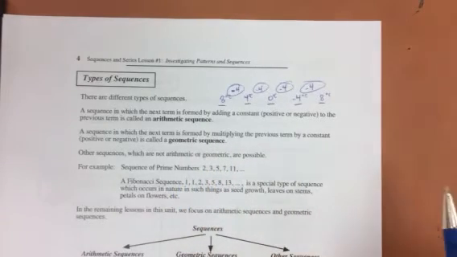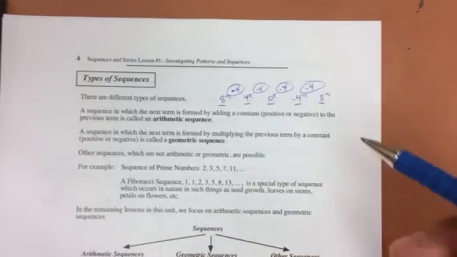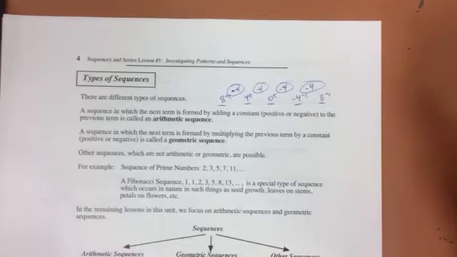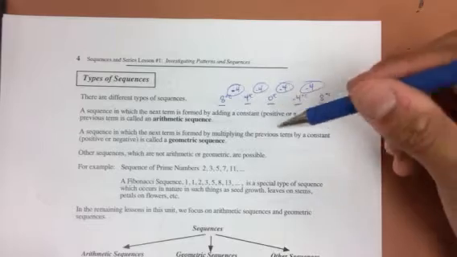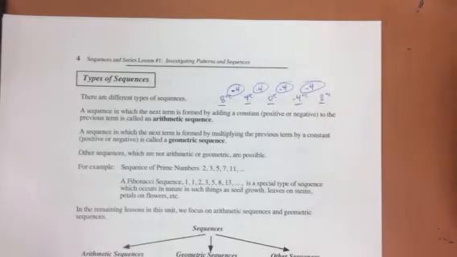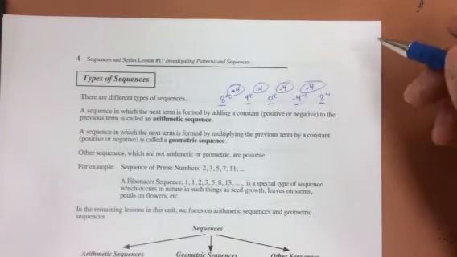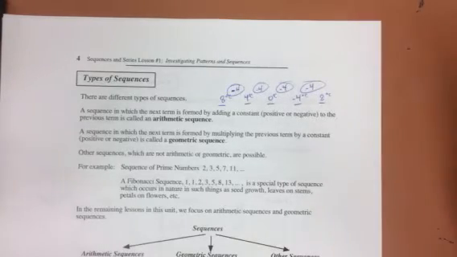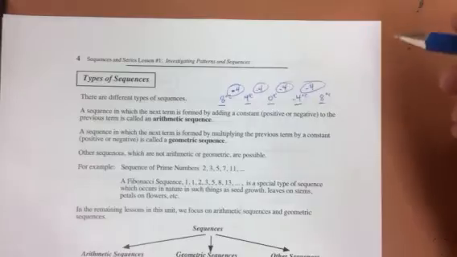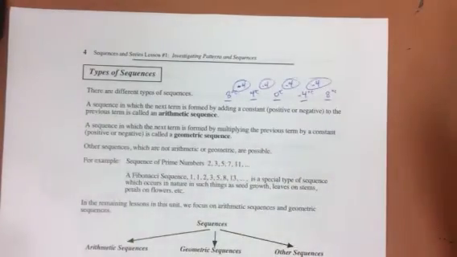Next we have geometric sequences. Now the geometric sequences would be an example of Blaise Pascal's triangle. So Pascal's triangle, where each time we were multiplying the sum of the numbers in the rows, that would be an example of a geometric sequence, where we're not adding a constant value, but we're multiplying the term by a constant value. And again, that can be positive or negative.